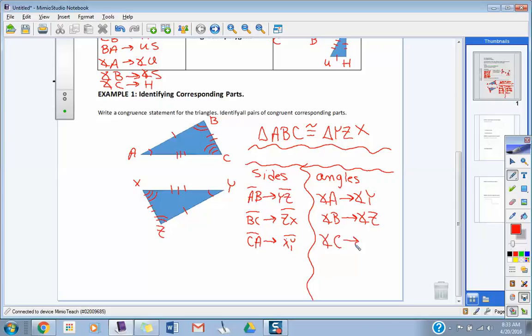C matches angle X. All right. So I think you're pretty okay with identifying congruent figures, congruent polygons, and then taking congruent polygons and identifying corresponding parts of that. Pretty easy, isn't it? Pretty easy.